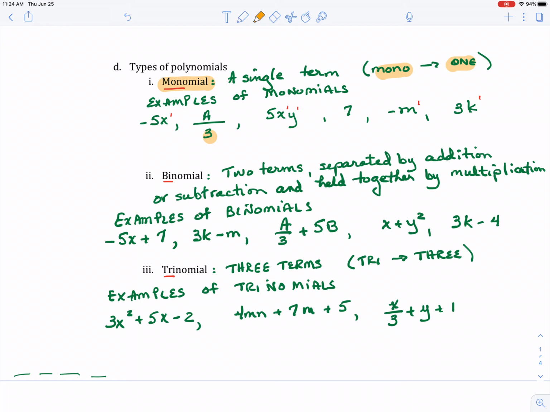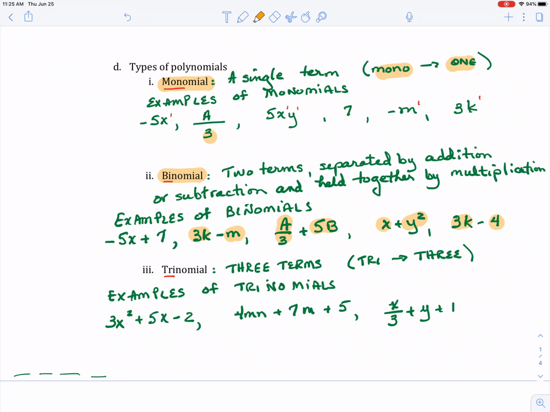The next term is binomial. And of course, a binomial is going to have 2 terms, bi meaning 2, separated by addition or subtraction. So here are some examples of binomials. You'll see all of them have 2 terms each. And you can see sometimes they're connected by addition and sometimes they're connected by subtraction.